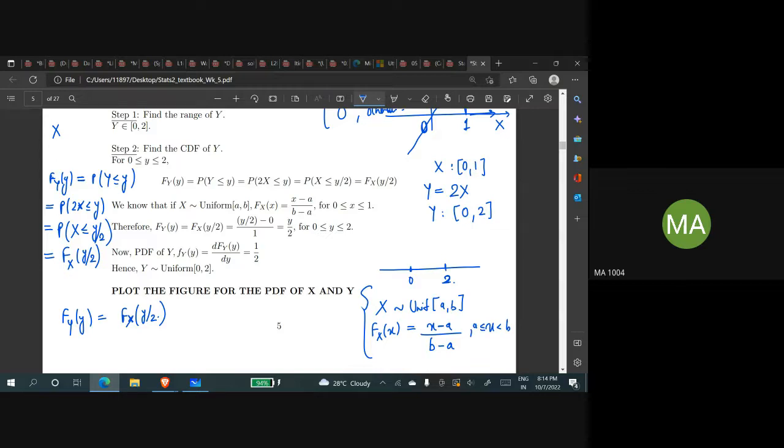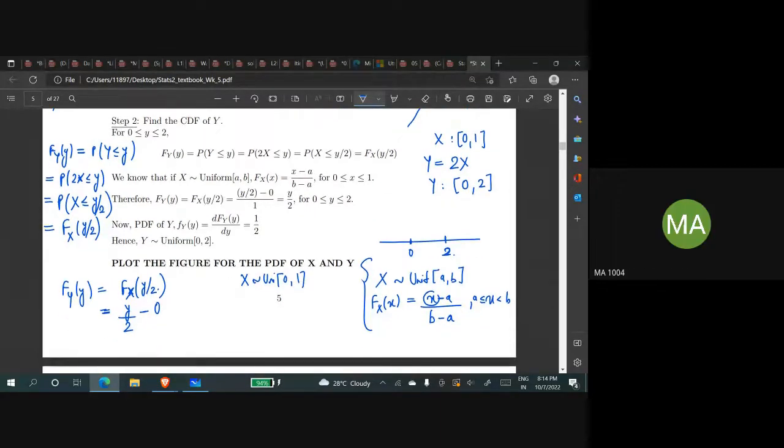Now, in place of x, you just have y by 2, right? So what is fx of y by 2? It is going to be y by 2 minus 0, because x is uniform in 0 to 1, where a is 0 and b is 1. Divided by b minus a, that is just 1 minus 0. So you just got fy of y to be y by 2, right? So this is what you got.